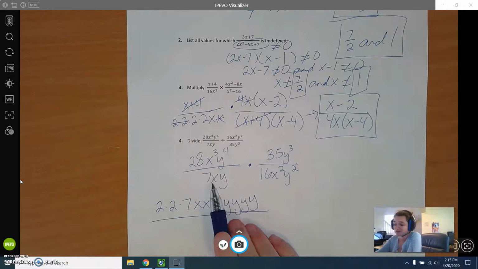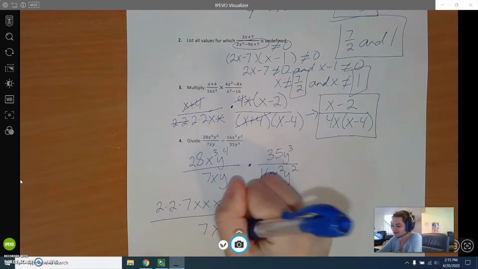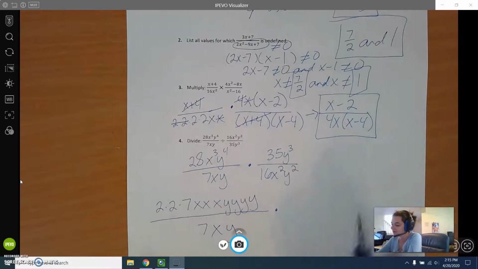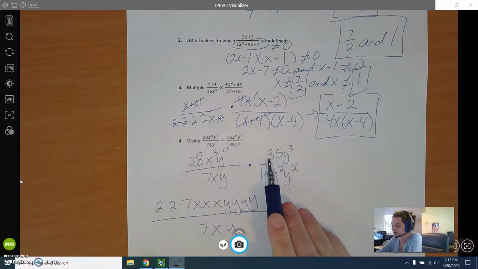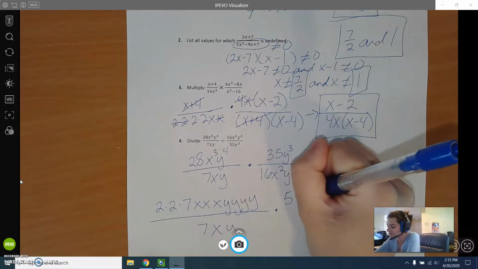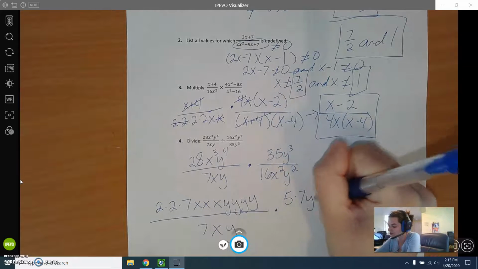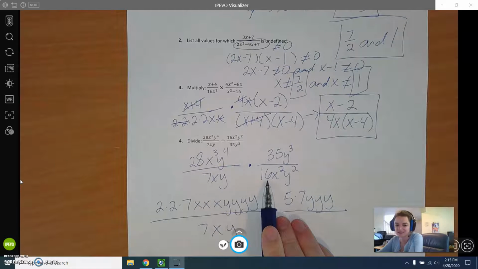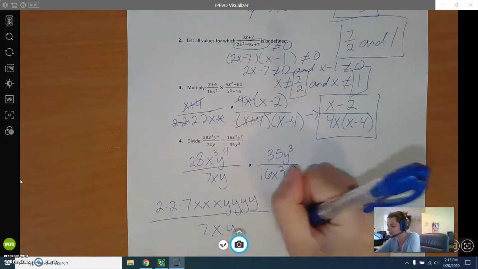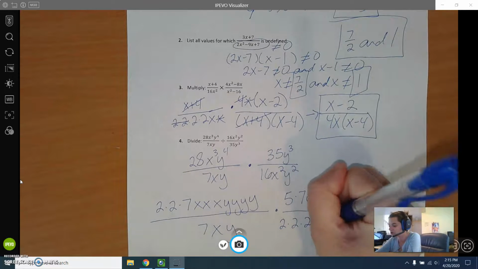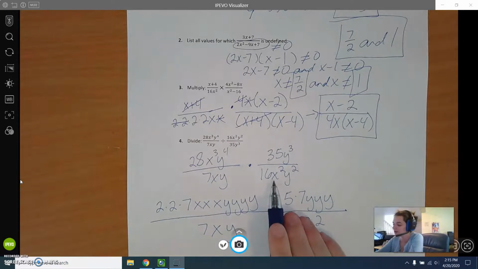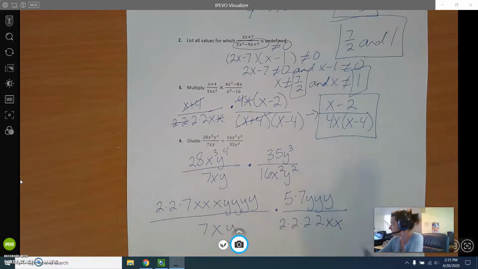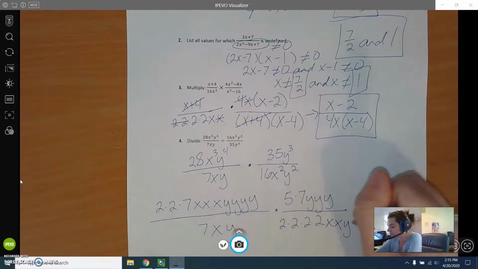In the denominator, we have a 7xy, and that's not going to separate anymore because 7 is prime, and we just have 1 x and 1 y. Alright, in the second rational expression, I have 35, which is 5 times 7. I've got y to the third, which is 3 y's multiplied together. In the denominator, I have a 16. So 16 would be 4 times 4, and each 4 would be 2 times 2. So I'm going to end up with 4 2's for 16. X squared is 2 x's multiplied together. Y squared is 2 y's multiplied together.